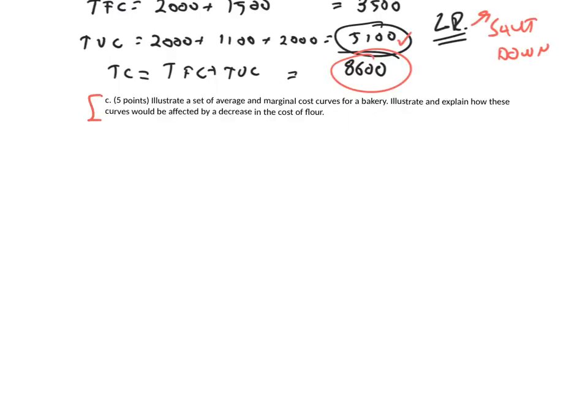Question C. Illustrate a set of average and marginal cost curves for a bakery. Illustrate and explain how these curves would be affected by a decrease in the cost of flour. Okay, so we have a bakery, and our quantity on the horizontal axis and dollars on the vertical axis.